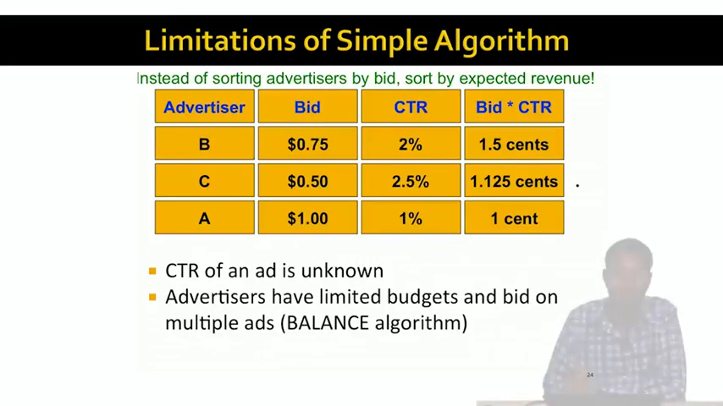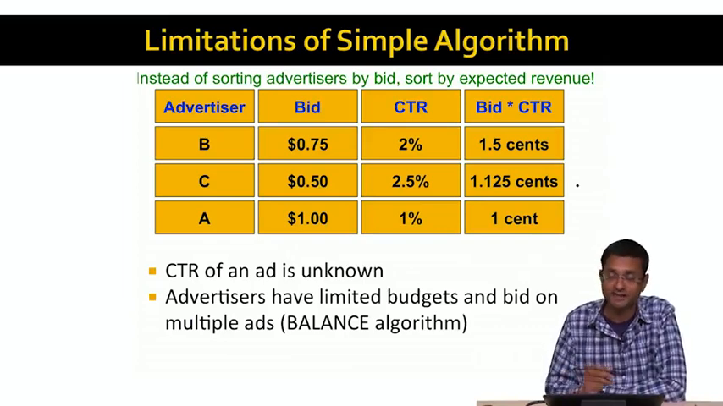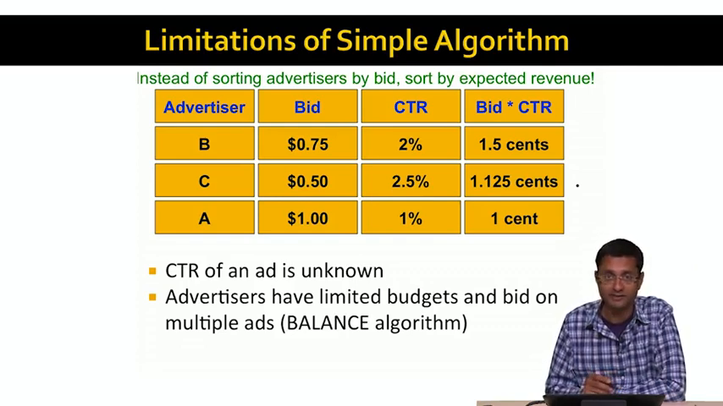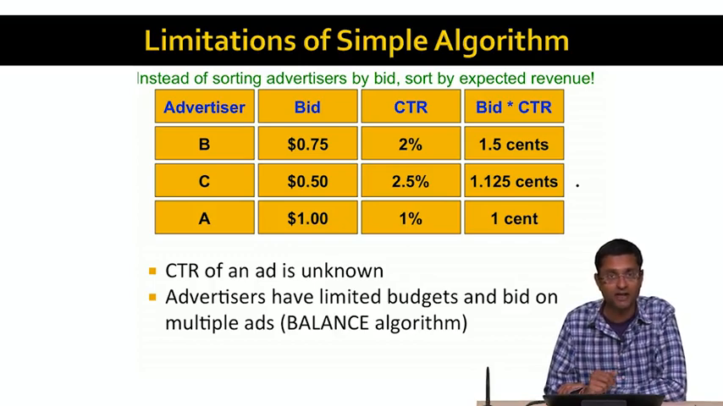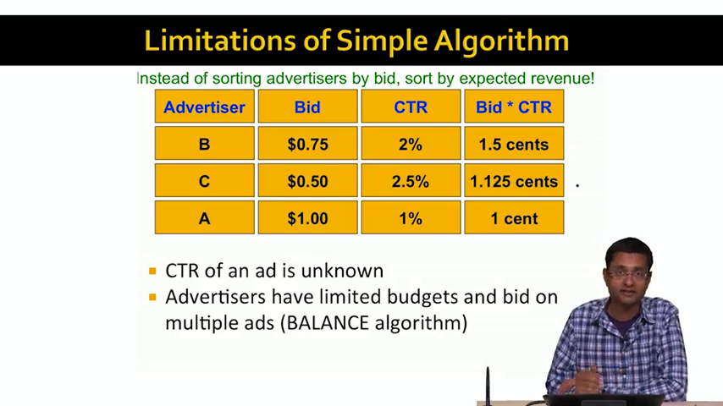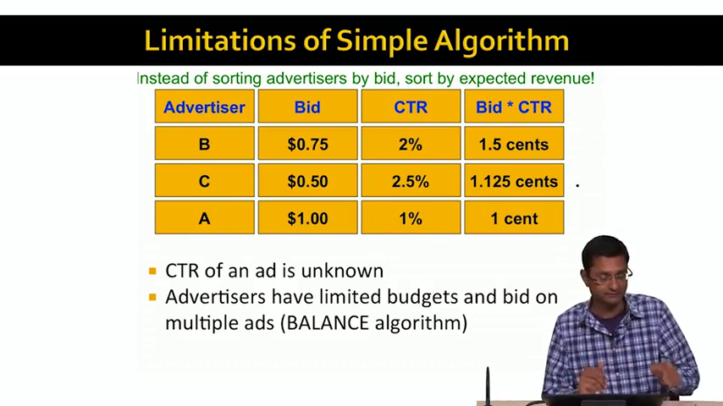So the AdWords problem is therefore to find a set of ads for each search query that satisfy these criteria. So here's a simple algorithm that we've seen, which was to sort by expected revenue, which is bid times CTR. And it turns out that if the CTR of each ad is known and if advertisers have unlimited budgets, then the simple algorithm, which is to sort by expected revenue, is actually optimal. However, advertisers don't have unlimited budgets in practice, and the CTR of an ad is unknown, so we have to do something different. Let's start with problem 1, which is to estimate the click-through rate of an ad. And in the next lecture, we'll look at an algorithm called balance, which deals with the fact that advertisers have limited budgets.